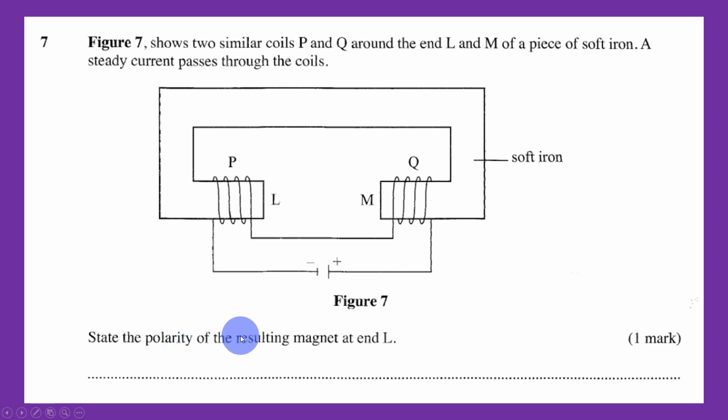So state the polarity of the resulting magnet at end L. It will be a south pole. So again, that is how you get that 1 mark. Remember the poles at point M were not required. Let's go to question 8.